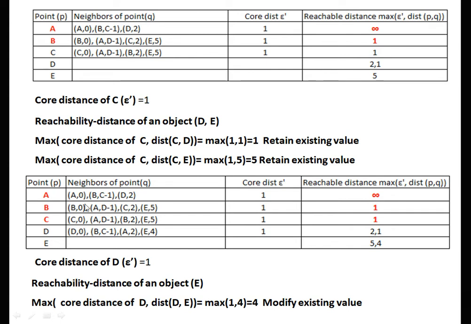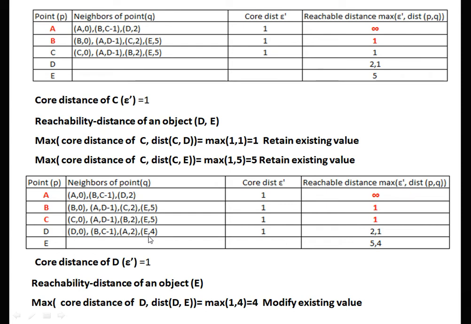Now we are visiting the point D. From D, all these points are reachable, so you can easily find out the core distance, that is epsilon dash of D, is 1, because it becomes a core object at a distance of 1. Now we need to check B, C, A. B, C, A are already visited, so we need to consider only the E point.